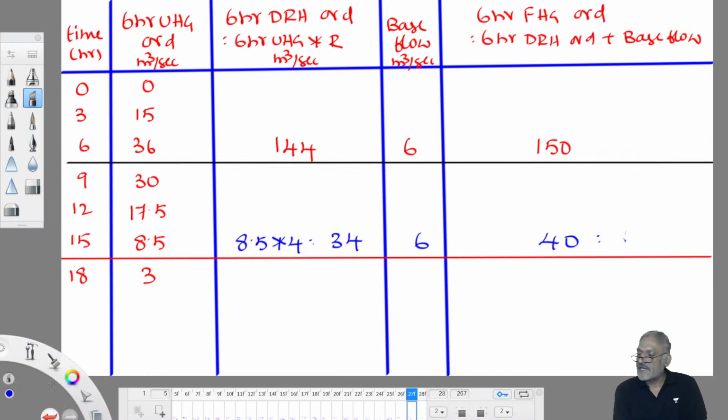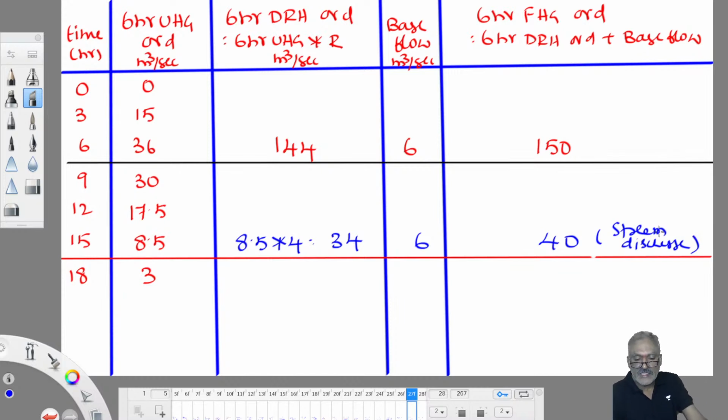So this is the flood discharge, the stream discharge at the 15th hour time interval. The stream carries both direct runoff as well as base flow. Base flow is also included in that. This is the stream discharge at the 15th hour time interval. Understood now? The stream is carrying flood. Clear now, Deepak?